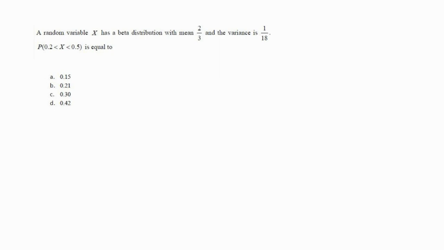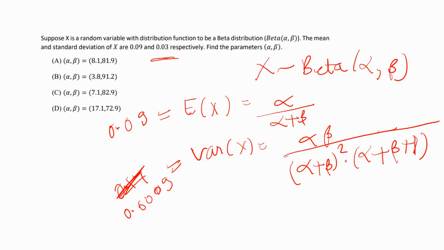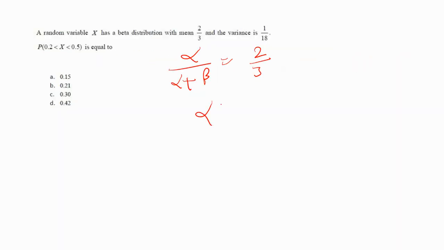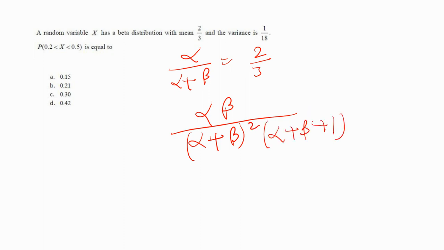So this is also a similar question. We have here that the mean is 2 by 3. So alpha upon alpha plus beta is 2 by 3, and alpha beta divided by alpha plus beta square, alpha plus beta plus 1 is equal to 1 upon 8.